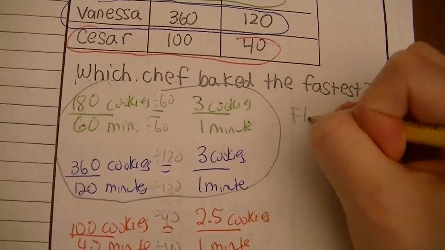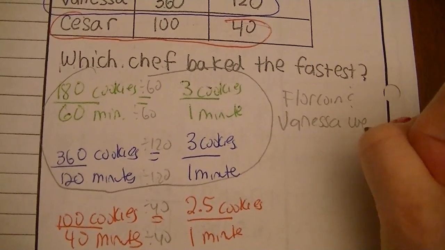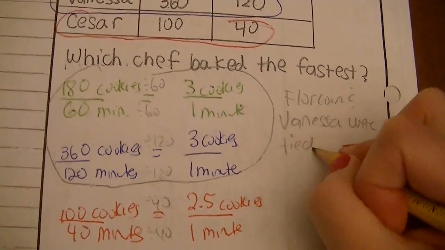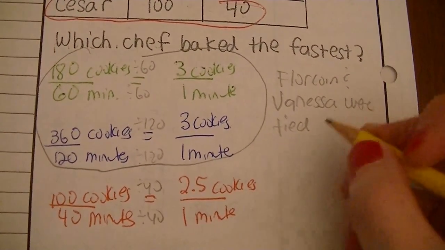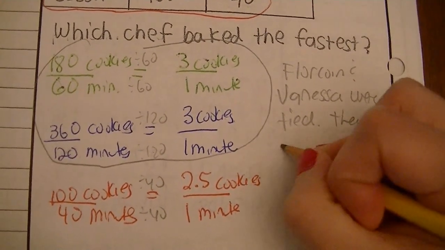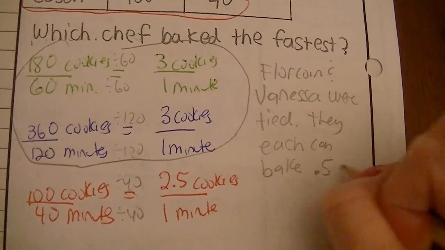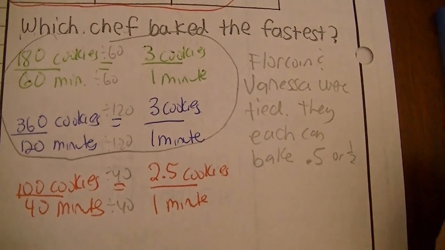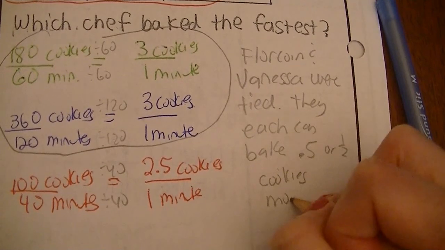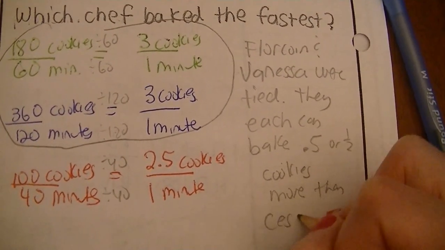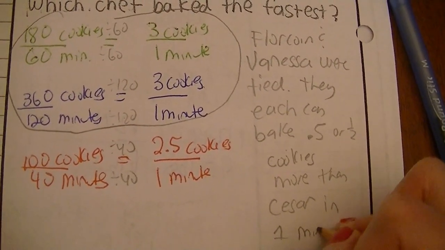So Flourcoin and Vanessa were tied. They can each bake, 3 minus 2.5 is 0.5, which is 1/2. They each can bake 0.5 or 1/2. Those are interchangeable because they're equivalent. A cookie more than Caesar per minute, or you could say in 1 minute. Okay?